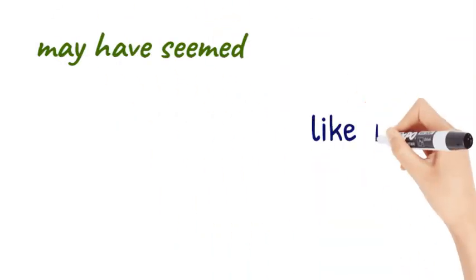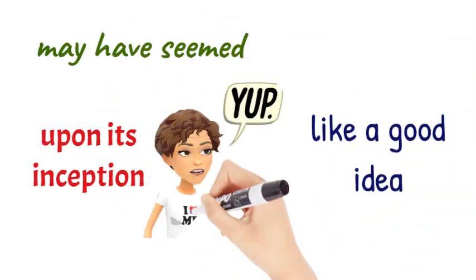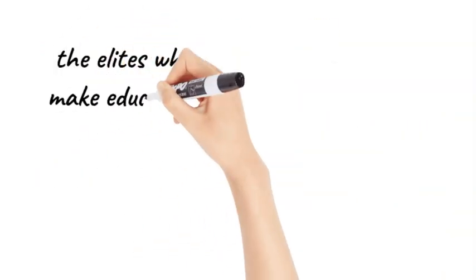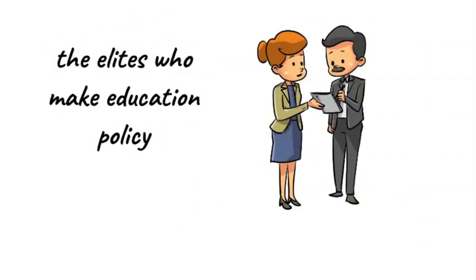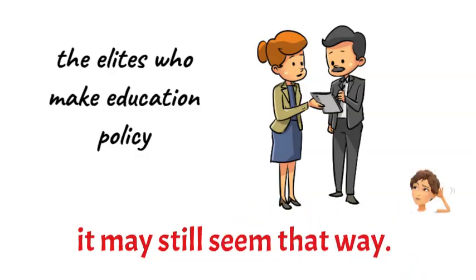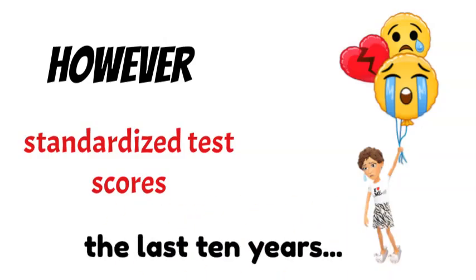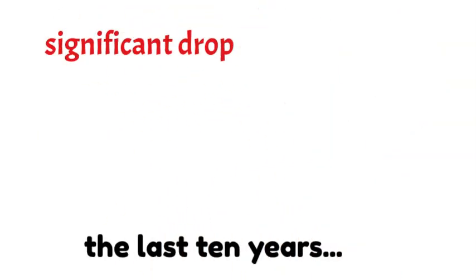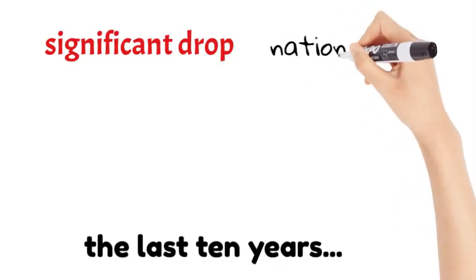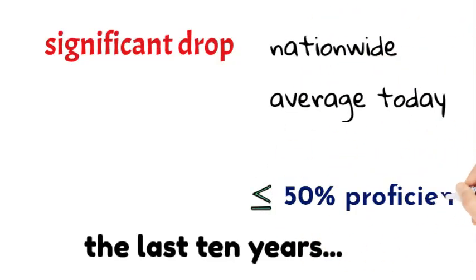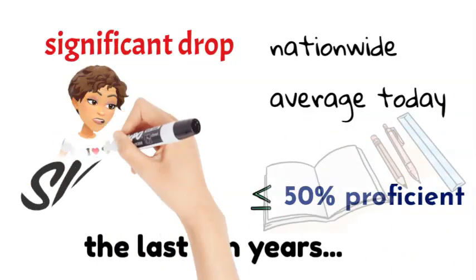This may have seemed like a good idea upon its inception, and to many, particularly the elites who make education policy, it may still seem that way. However, when we examine standardized test scores over the last 10 years, we see a significant drop in them, to a nationwide average today of no more than 50% proficient in reading or math.